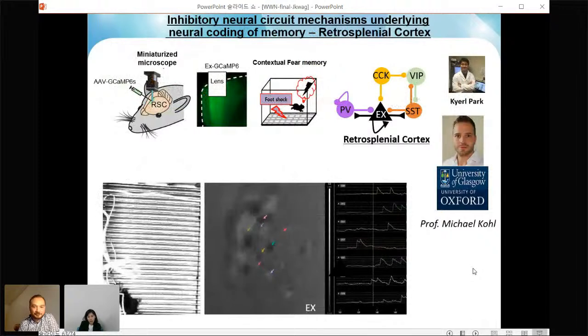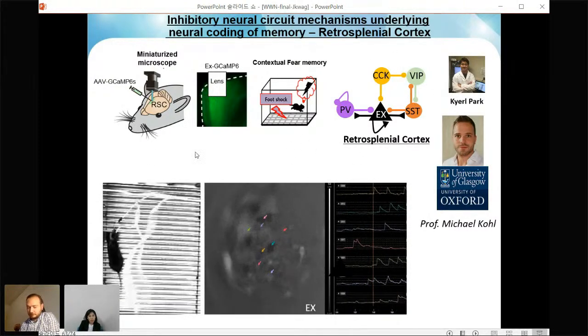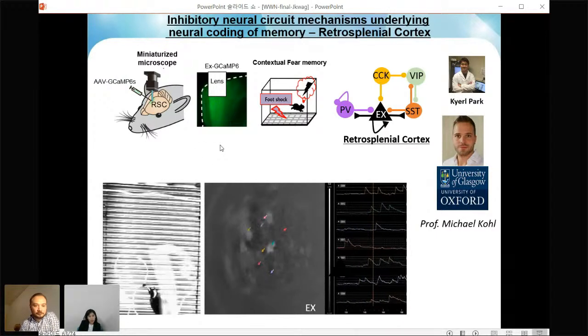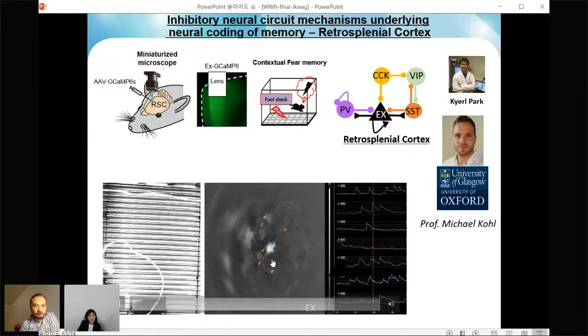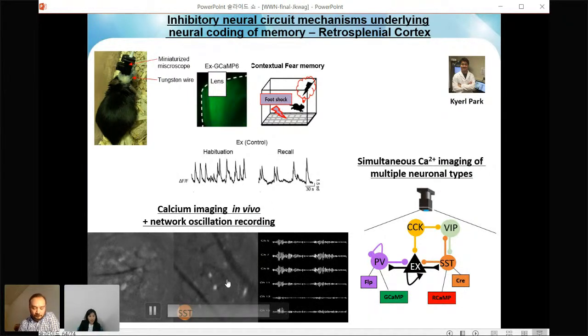Also, in collaboration with Professor Michael Cole, we're studying how the neural codes are controlled, shaped by PV, SST, VIP, CCK interneurons in the retrosplenial cortex. So we're also doing calcium imaging using miniaturized microscopes during contextual fear conditioning. This is excitatory neurons we're recording, and we're also doing the same with PV and SST interneurons. And we also have the tungsten wire implanted to monitor the oscillations as well as PV and SST interneuron activity.